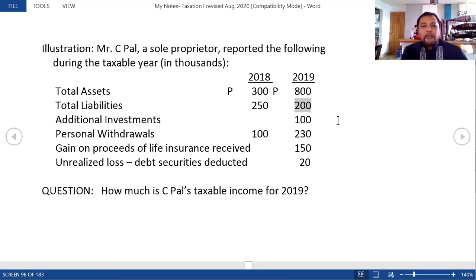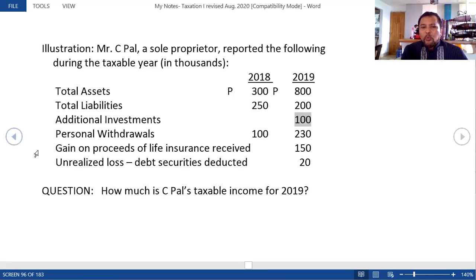But you have to add again his drawings, because he deducted drawings, so you have to add this back. So 600,000 plus 230,000 is 830,000. Then you have to deduct the investments he made. So 830,000 minus 100,000 gives you 730,000. So that's his net worth for 2019.